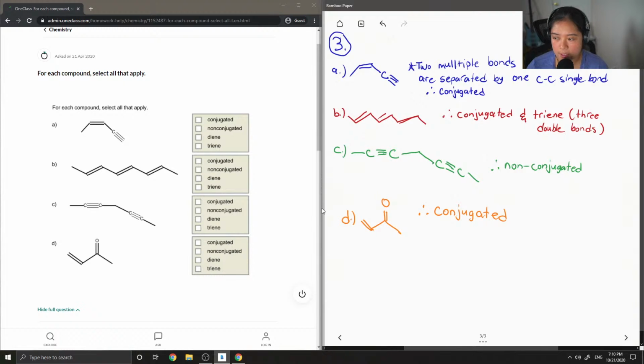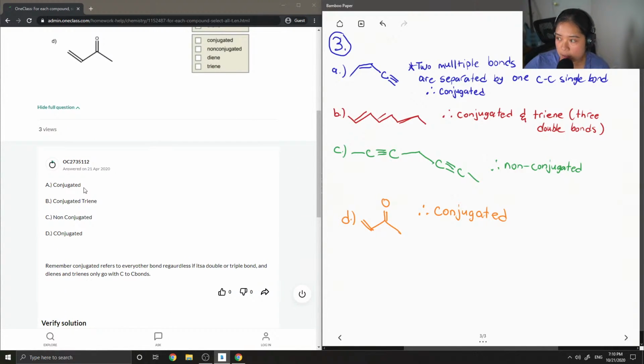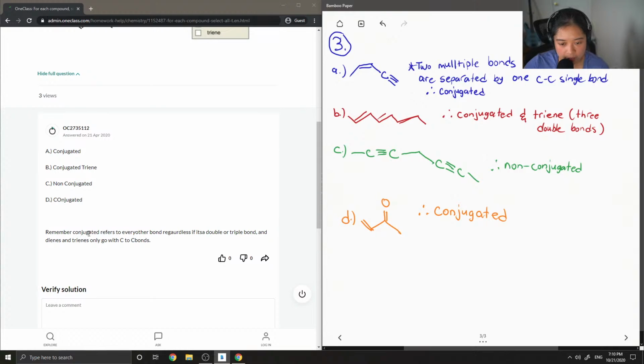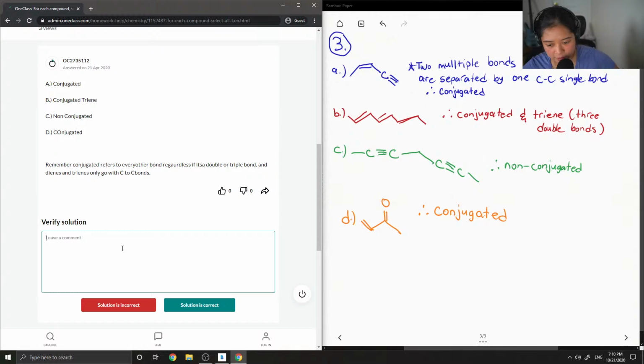So let's look at the answer from our junior tutor. Conjugated, conjugated and triene, non-conjugated, conjugated. Remember, conjugated refers to every other bond regardless if it's a double or triple bond, and dienes and trienes only go with C to C bonds. So this solution is correct.